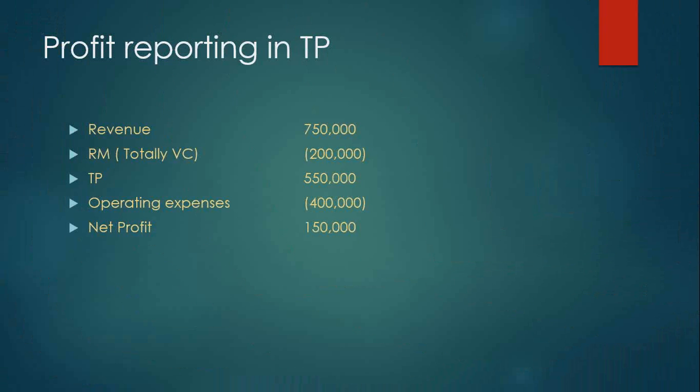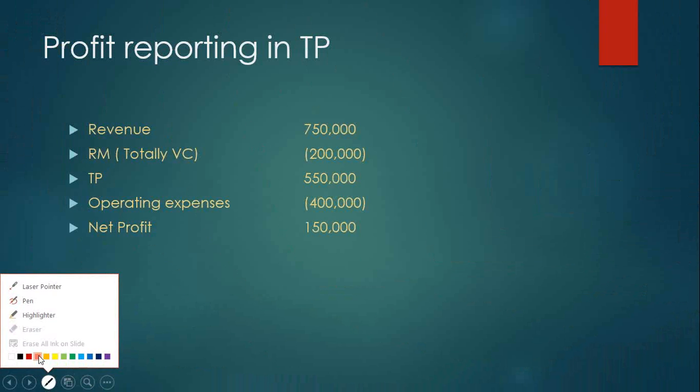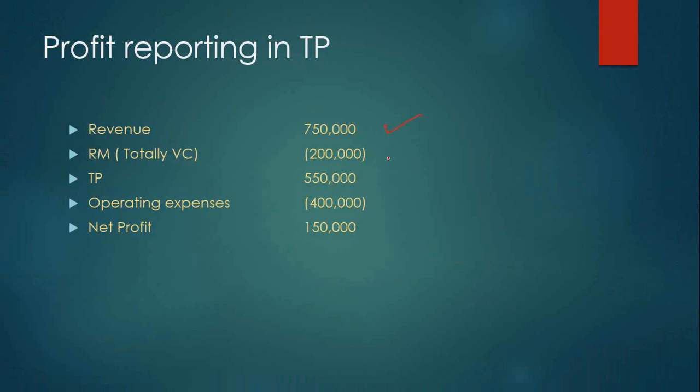So let's look at the profit reported in throughput. Revenue is your total revenue, that is what you have sold. You have sold 750,000. Raw material, that is the totally variable cost, the only variable cost in throughput, 200,000. And you arrive at 550,000. So that is revenue minus material cost, which is what we call the throughput, and that is 550,000. And from there, you deduct all operating expenses. That is direct labor, variable overheads, fixed overheads, all that is what we call operating expenses, even selling expenses.